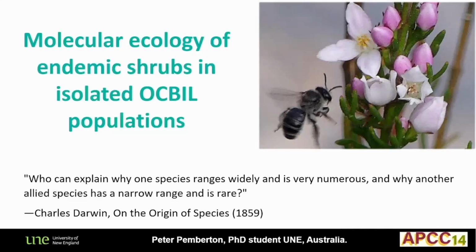And here's a quote from Charles Darwin, who said, "Who can explain why one species ranges widely and is very numerous, and why another allied species has a narrow range and is rare?" And it's those narrow range endemics that I'm interested in.